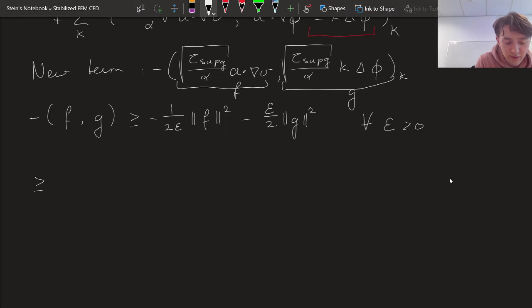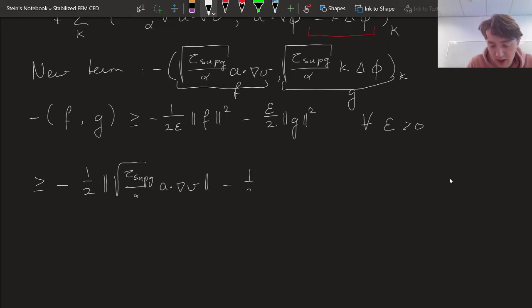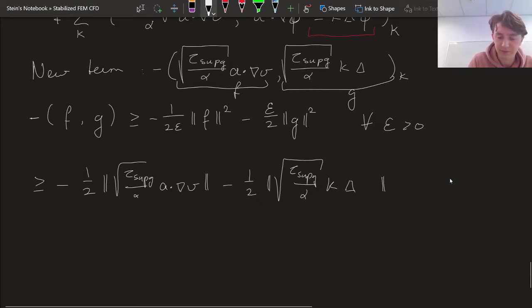Well, that means that I can bound it from below by the negative half of the norm of tau SUPG divided by alpha, A dot gradient V, minus half of the norm of that second term, the square root of tau SUPG divided by alpha times kappa times the Laplace operator of phi, squared. You know what, I'll jump straight into the coercivity estimate so that my functions are both going to be V. I'm substituting the same function in both slots. And both of these are squares.